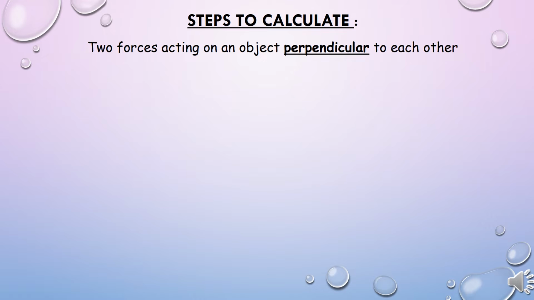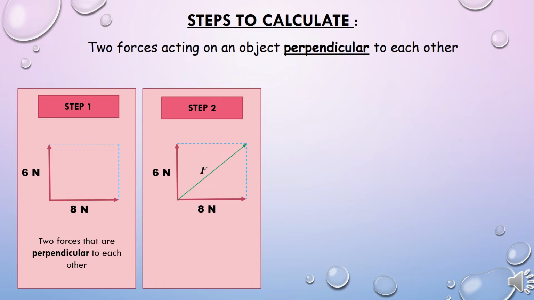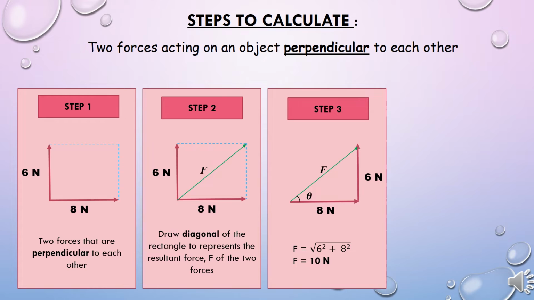Okay student, let's move on to the next situation where forces act on an object perpendicular to each other. Step 1. Draw a rectangle of forces that are perpendicular to each other. Step 2. Draw a diagonal of the rectangle to represent the resultant force F of the two forces. Step 3. Using Pythagoras theorem, you can easily find the resultant force, where F equals the square root of 6 squared plus 8 squared. You will get the answer F equals 10 Newton.